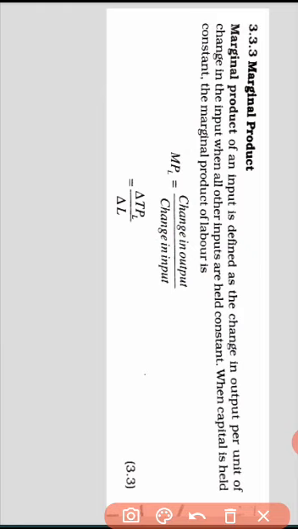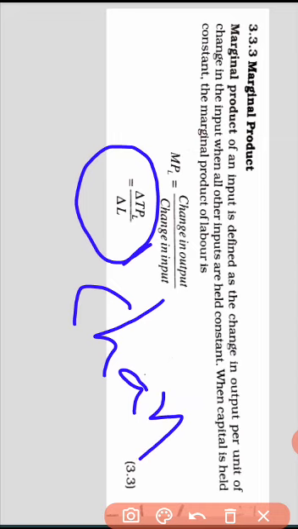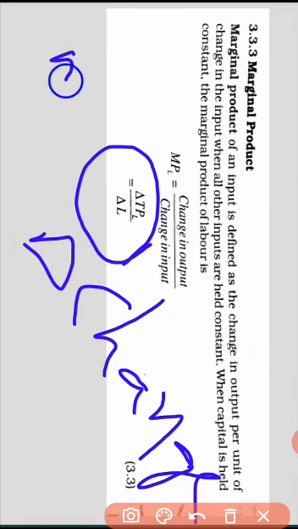So how are we going to study it? Delta TPL divided by delta L. Delta is a representation of change, the change in total product by using labor. So delta TPL divided by delta L is the formula for marginal product of labor. How to find the marginal product of labor? That is delta TPL divided by delta L. This is the formula for marginal product.